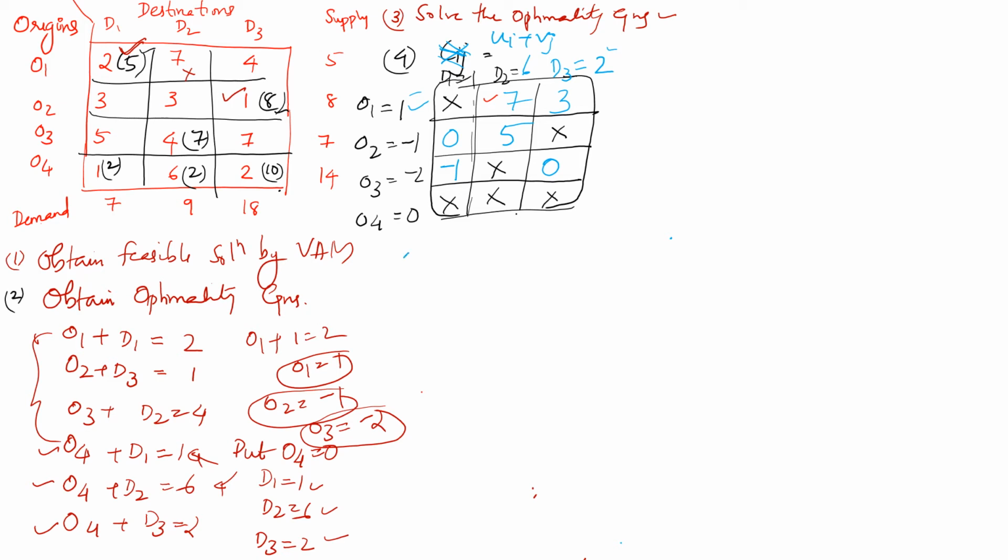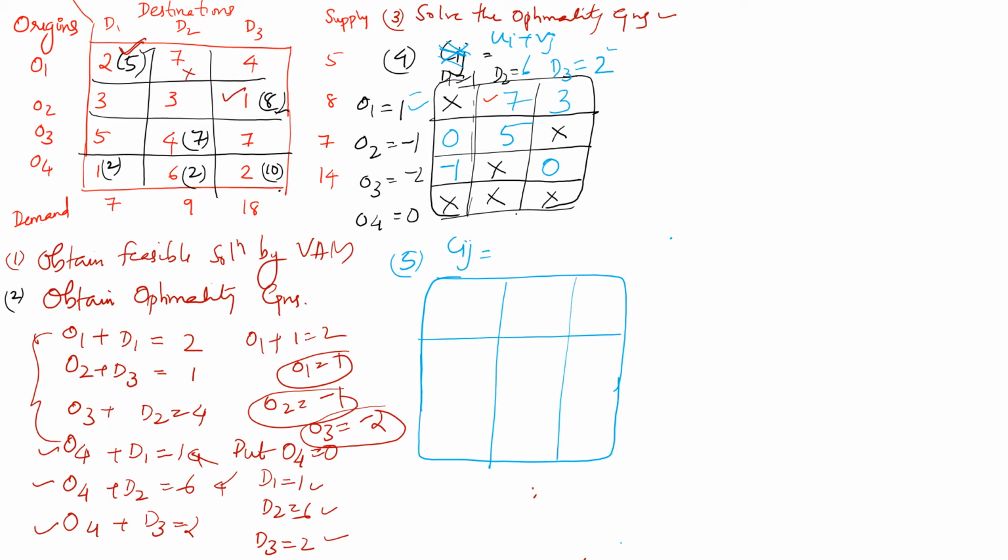Okay. Now, I'm writing the fifth step. Fifth step is Cij matrix. Just look how we will be writing Cij matrix. Okay, now put into in all the allocated cells. This is an allocated cell. Put into in all of the allocated cells. Copy all of the values.